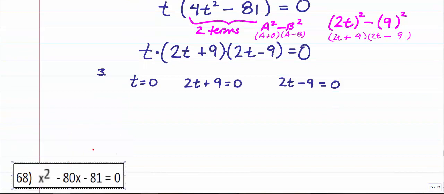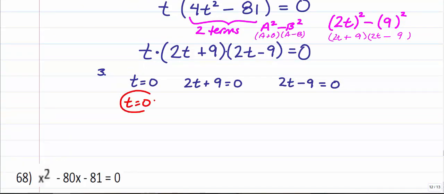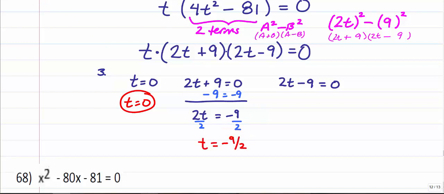For t equals 0, I'm done. For this one, I'm going to have to subtract 9 first. After I subtract 9, I notice that I still don't have t by itself, so what I'm going to have to do next is divide by 2. When I get t by itself, it's negative 9/2.